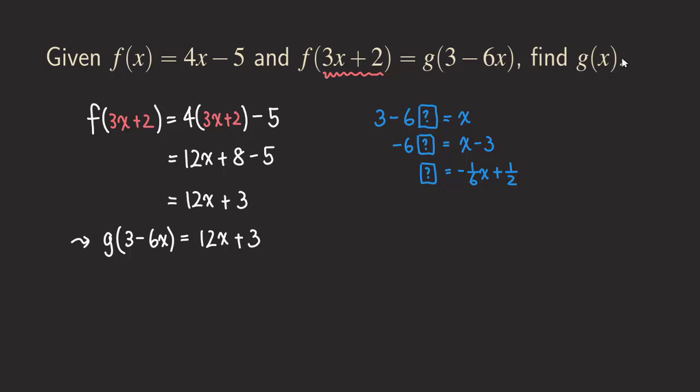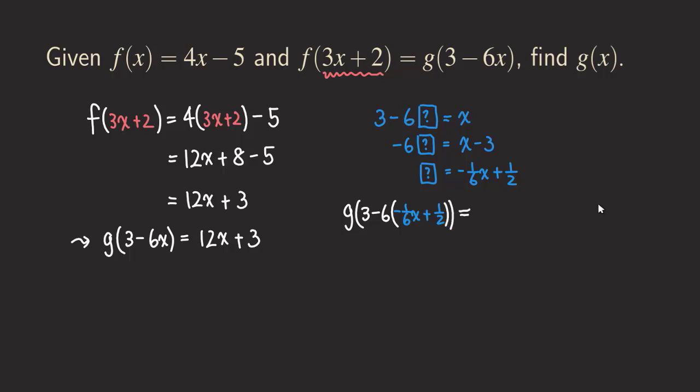this g of 3 minus x into g of x. So what we are doing is g of, now we have 3 minus 6, and then for this x, we put this expression in there. So we have negative 1 over 6 x. Oh, I just realized that I need more space right here, so let me erase that. And then we have plus 1 over 2.